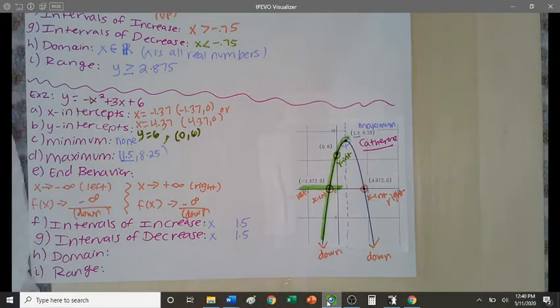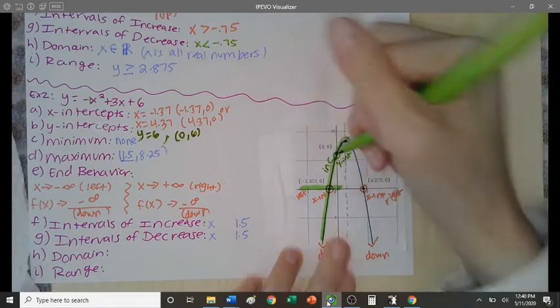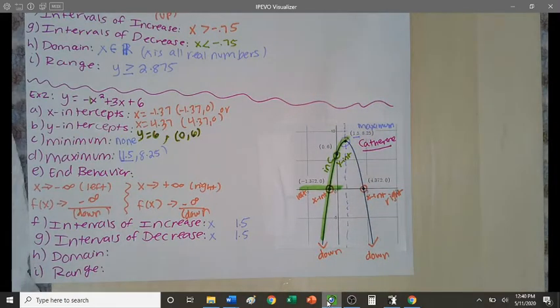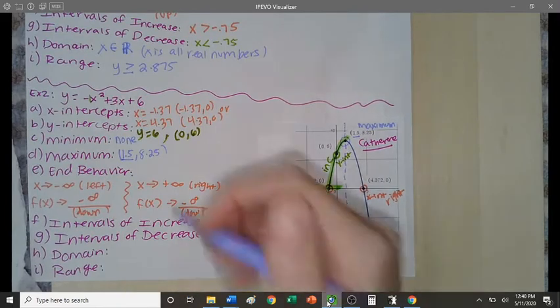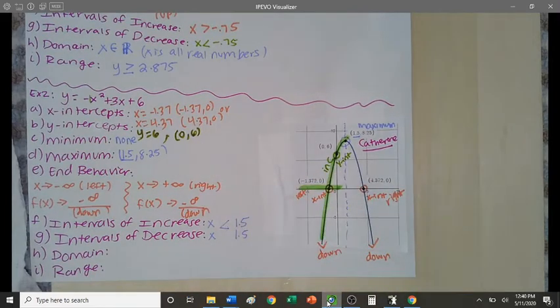Okay, the graph is increasing. All right, so it's increasing where x is, since it's to the left, less than 1.5. All right, same is true on the other side.